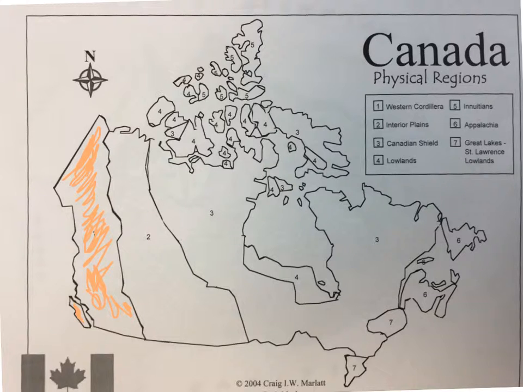Now you get over here to 2, which is the Interior Plains. I'm going to use a different color, so I'm going to use my green again. Okay, and this stretches across Alberta. We already saw this on the other map. And then our Canadian Shield. I'm going to find a different color again, and I'm going to shade in my Canadian Shield.